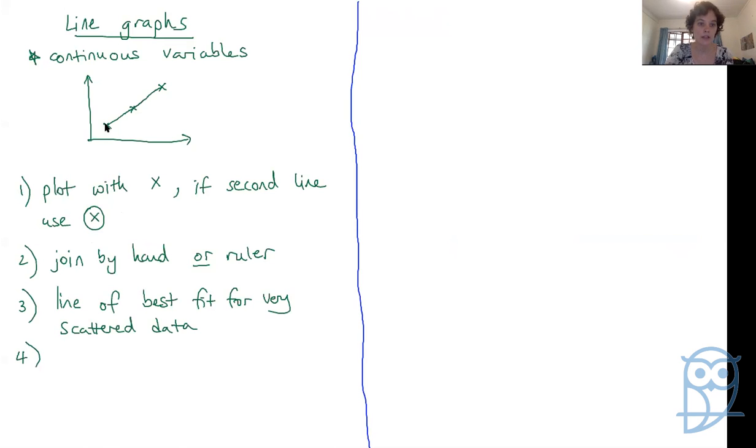And the other thing that we want to bear in mind is, see how my line on here started at the first point and ended at the last point. Okay, that means we're staying within what we've measured. We never extrapolate.